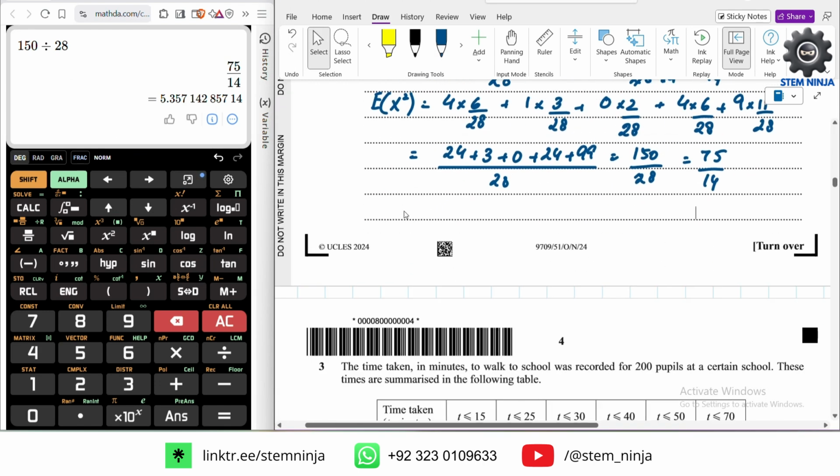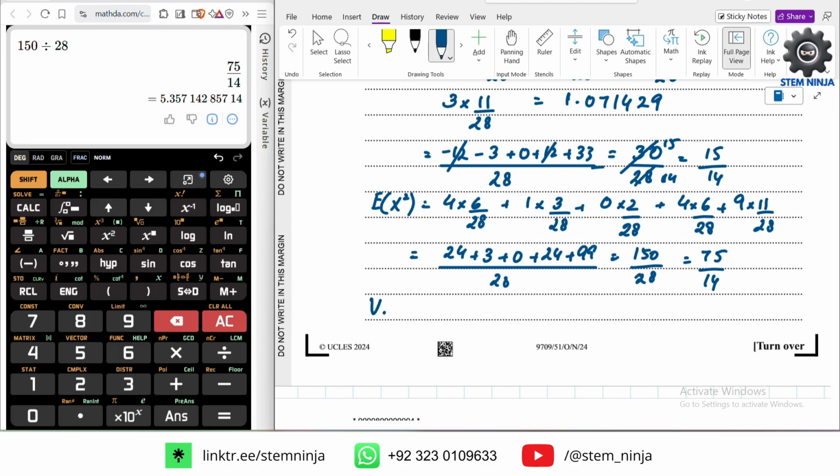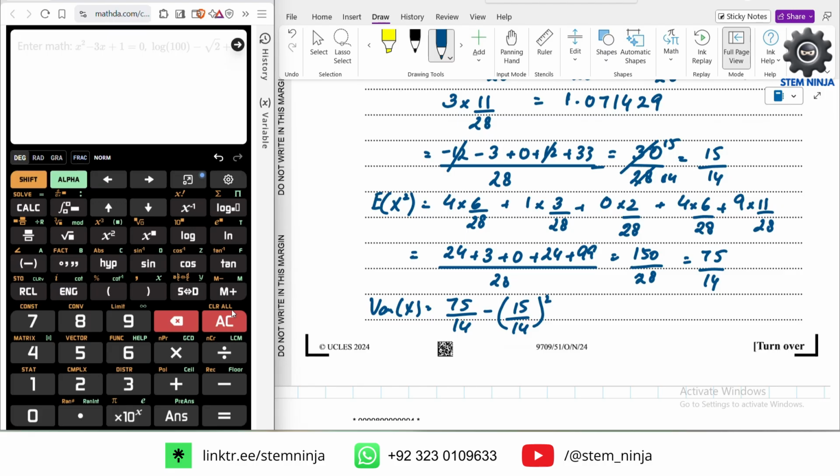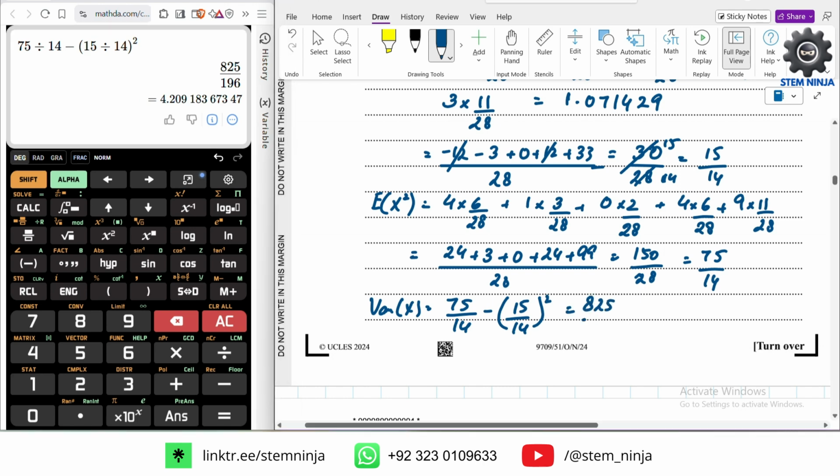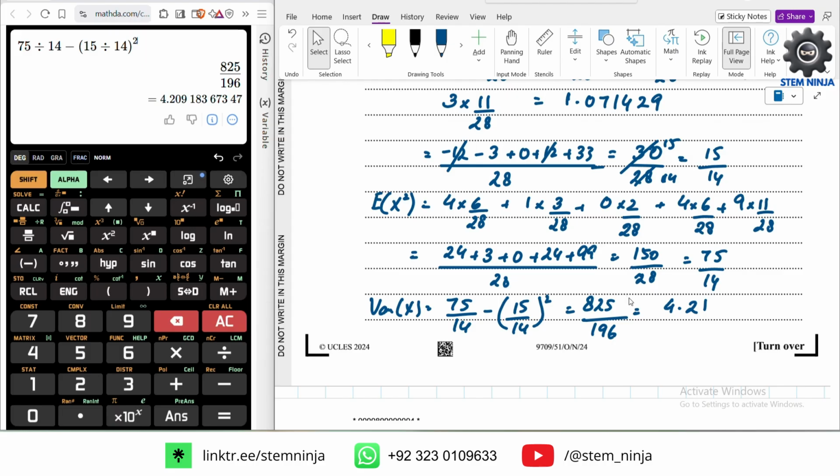Okay, so now we need the variance. We already wrote down the formula. Minus the square of 15 over 14. So 75 divided by 14 minus the square of 15 divided by 14, you get 825 over 196, or 4.21. Right, so this is question number 2.